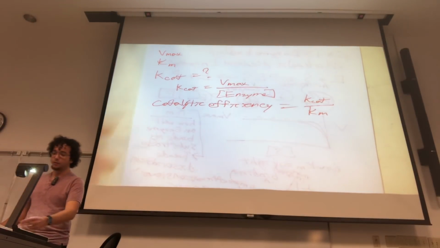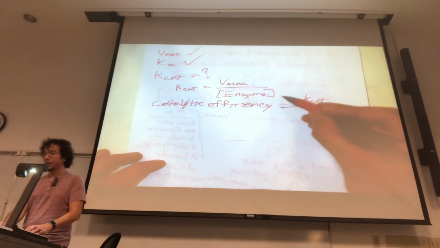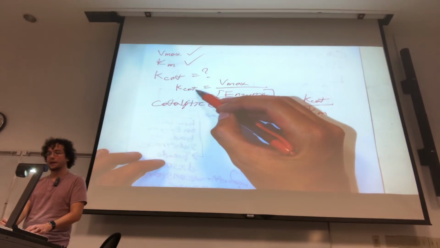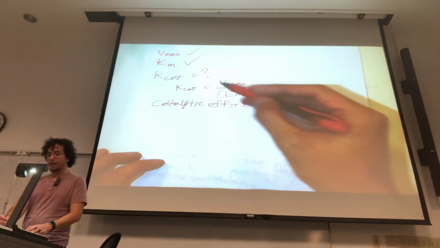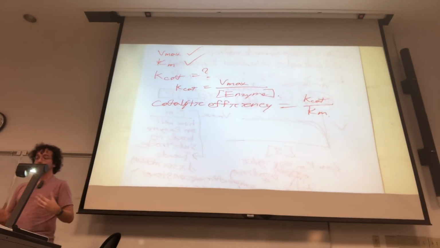Okay? So we can easily get Vmax and Km out of the graph. If we're given enzyme concentration, we can use the Vmax we got earlier to calculate Kcat. And since we have Km and Kcat now, we can also calculate catalytic efficiency. So these are the calculation formulas that are really the most important that you're going to need for the exam.